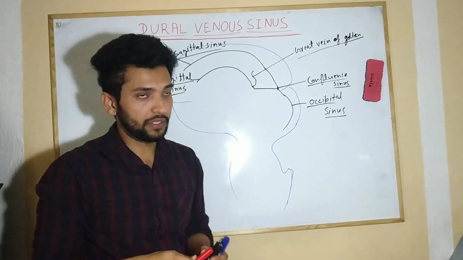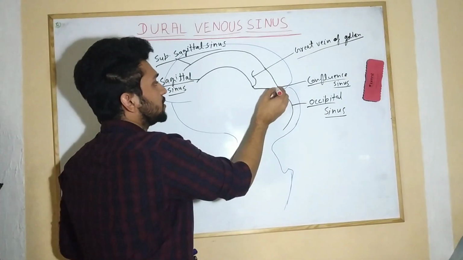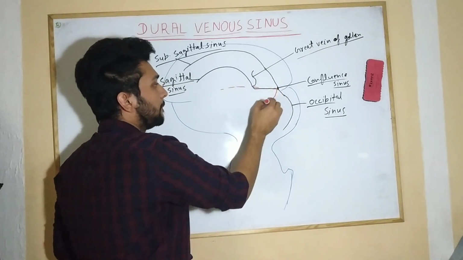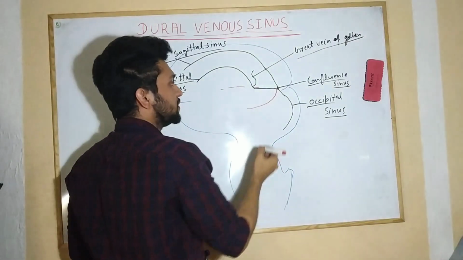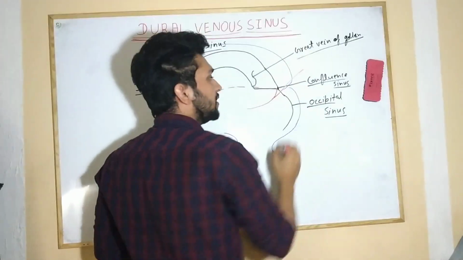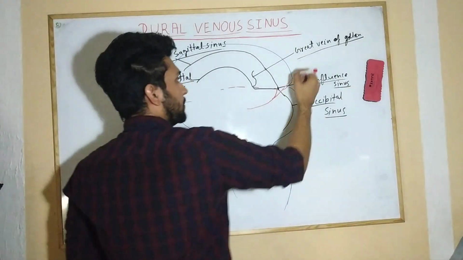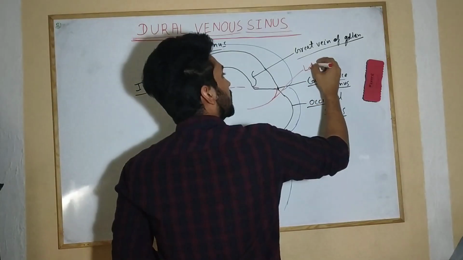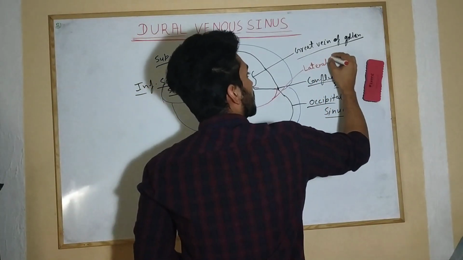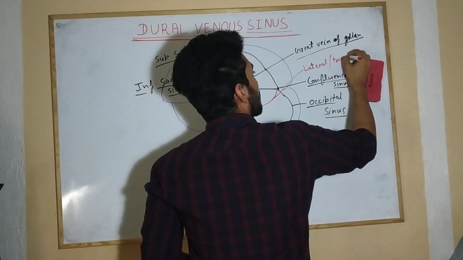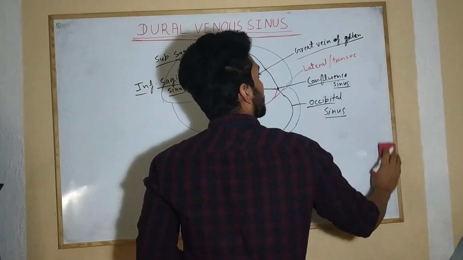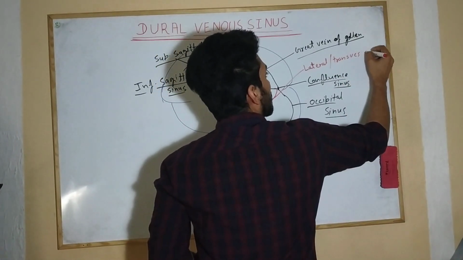Now he has got two twins actually. These two twins' names are lateral or transverse sinus. Lateral, transverse.